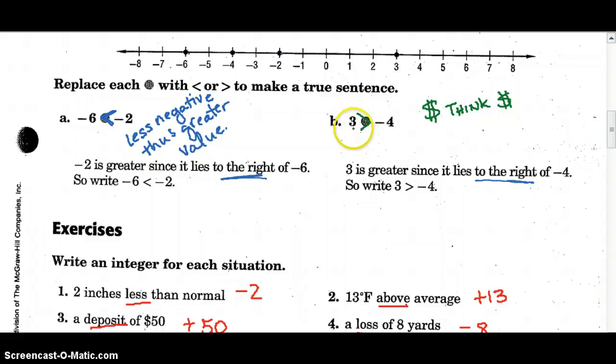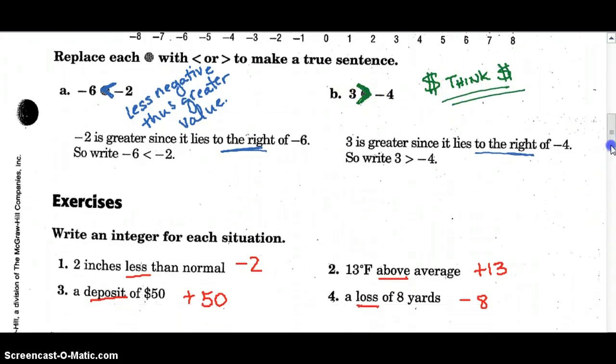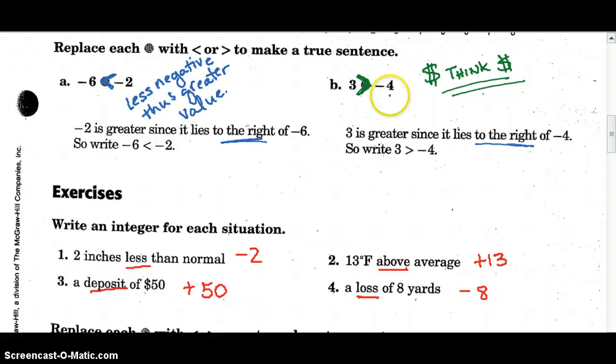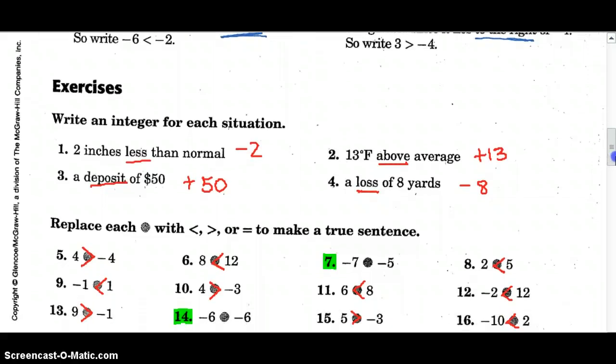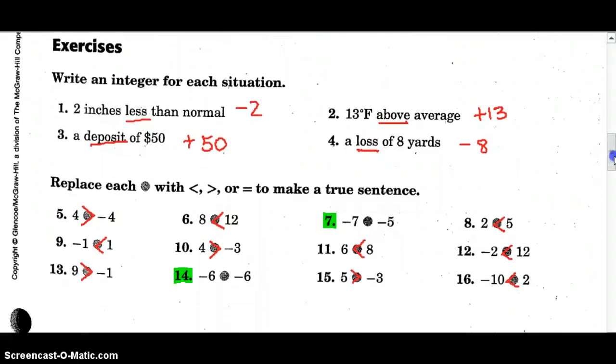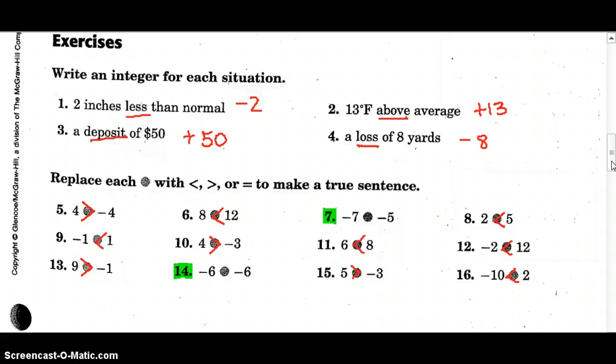Then we also have 3 compared to negative 4. Well, obviously 3 is to the right of negative 4, so again the alligator eats the bigger number. I like to think about money when we're talking about positive and negative. I would rather have positive dollars than negative dollars, so think money. Alright, I asked you to already work through these problems, so just quickly take a second to check your work. You can pause right here and check your work.